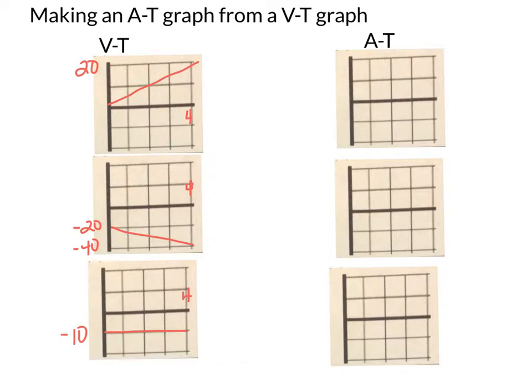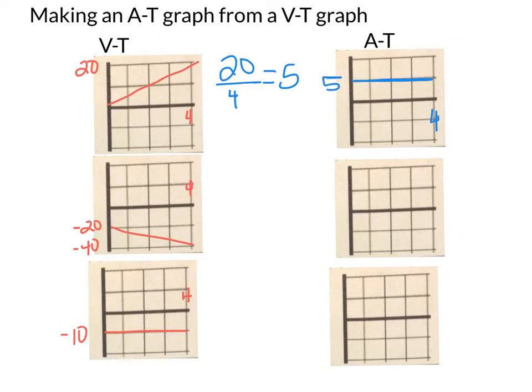Alright, so our first one, we have a diagonal line, and we are going to find the slope using rise over run. So since we're starting at 0, we're going up to 20. Our rise is 20, and then our run is 4 seconds. Alright, so 20 divided by 4 is equal to 5. So our slope is 5. So for our acceleration graph, for those first 4 seconds, we're going to place a horizontal line at 5. Alright, so that's pretty simple.